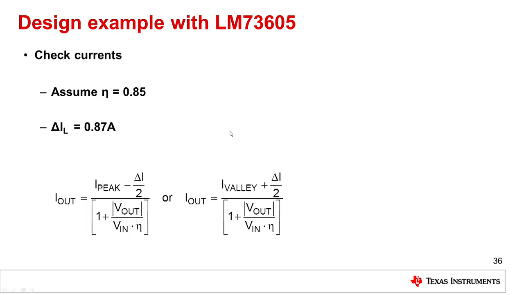Now we've got to take a look at the currents. Let us assume an efficiency of 85% when in the buck boost mode, and the delta IL we just calculated is 0.87. We'll use these two equations in conjunction with the peak and valley currents from the datasheet to calculate what our maximum output current could be.